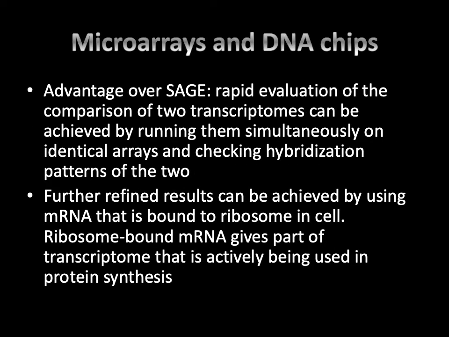So the advantage over SAGE is that there's a rapid evaluation of the comparison of the transcriptomes, which can be achieved by running them simultaneously on identical arrays and checking the hybridization patterns of the two. We can then refine the results by using messenger RNA that is bound to a ribosome in the cell. Now, the ribosome-bound messenger RNA can give the part of the transcriptome that is actively being used in protein synthesis.